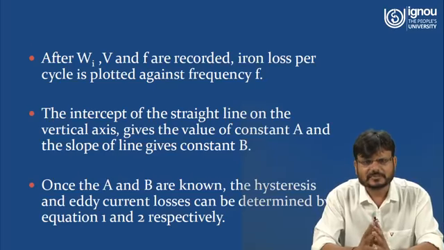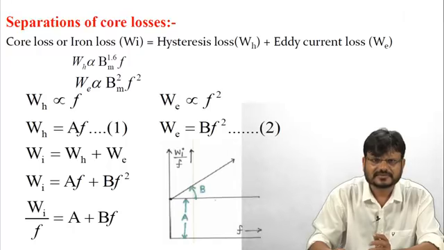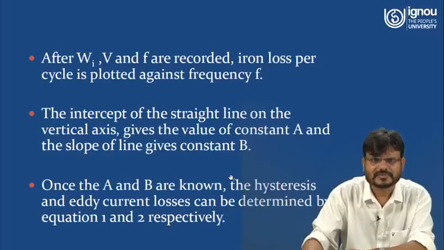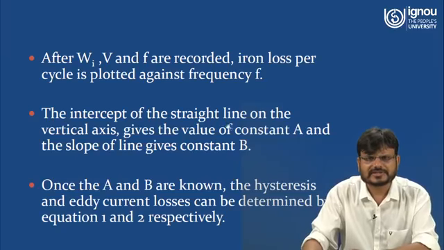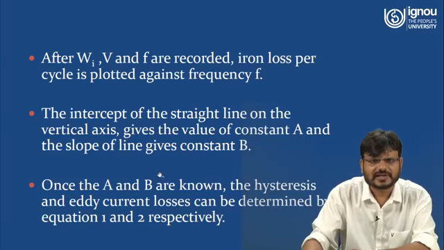The intercept of the straight line on the vertical axis gives the value of the constant. Here you can see in this slide. So the intercept of the straight line on the vertical axis gives the value of the constant A, and the slope of the line gives constant B.